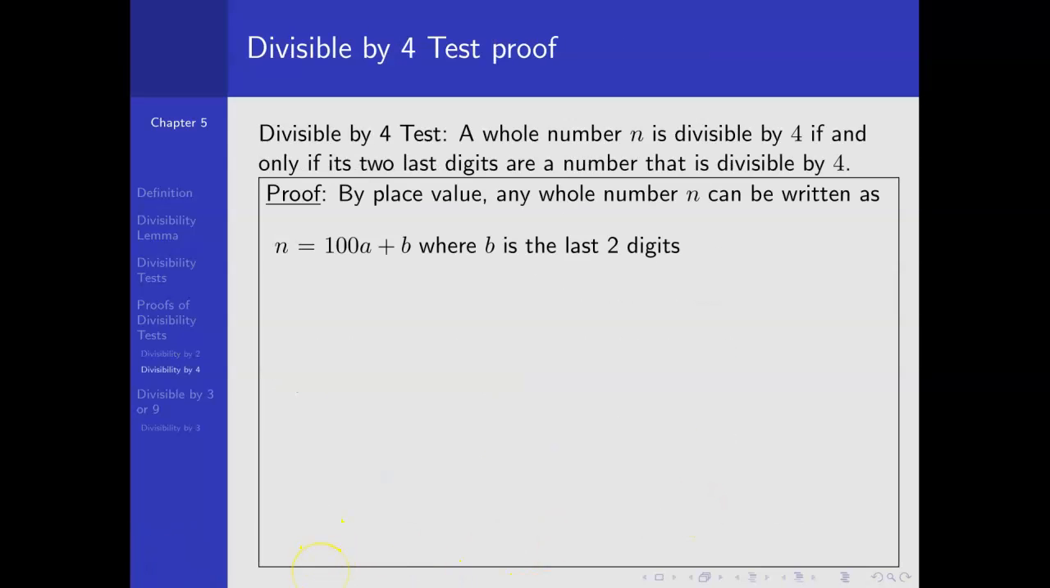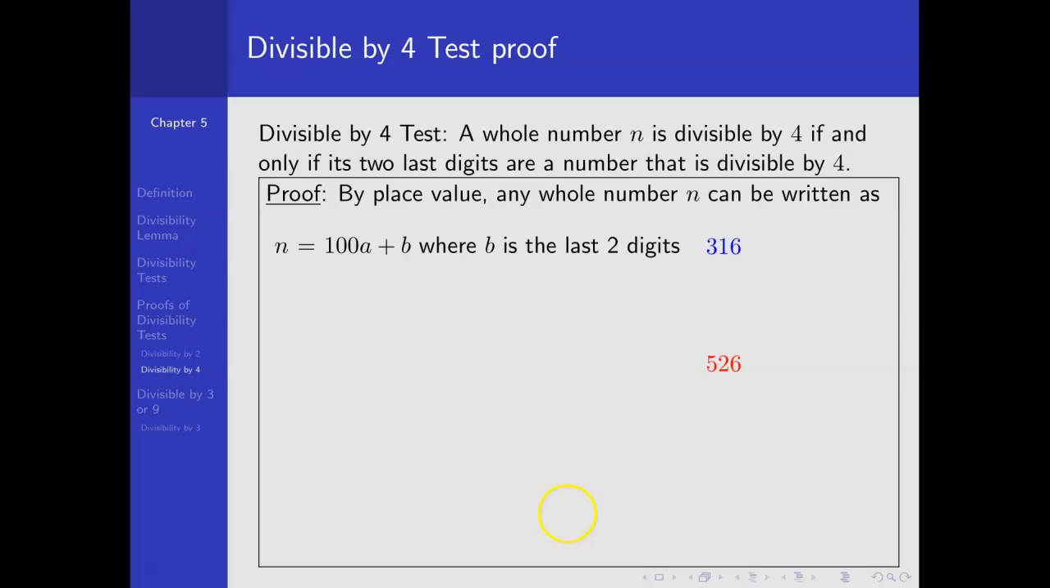So here we continue with the divisible by 4 test. A whole number n is divisible by 4 if and only if its last 2 digits are a number that is divisible by 4. So following the same sorts of steps as we had before, by place value, any whole number n can be written as n equal 100a plus b, where b is the last 2 digits. And as we go through, I'm also going to do the examples off to the side, one that is divisible by 4 in blue and one that is not in red.